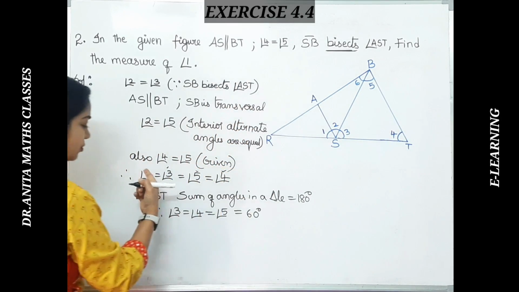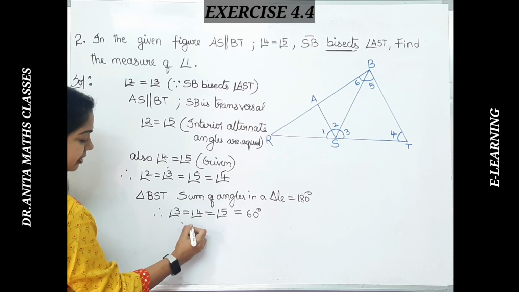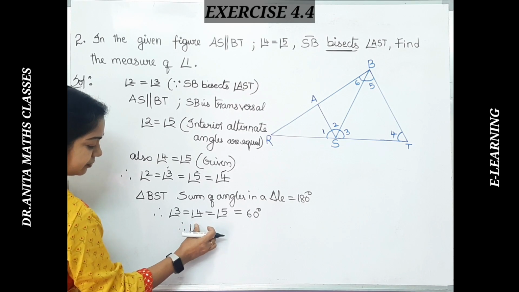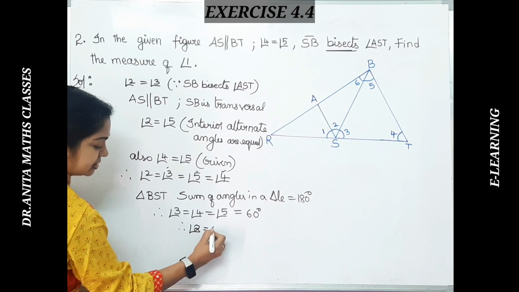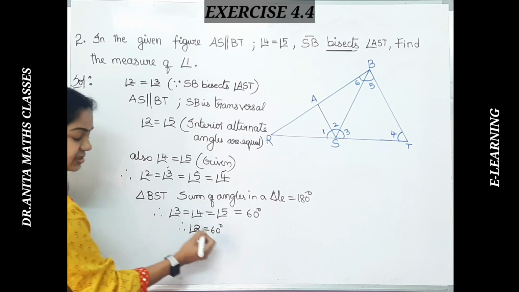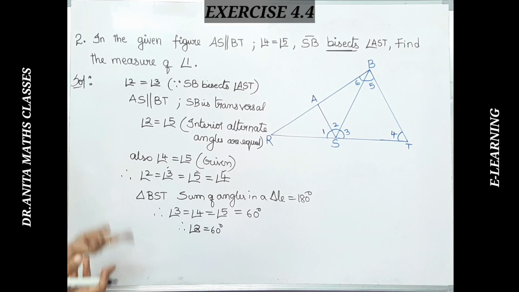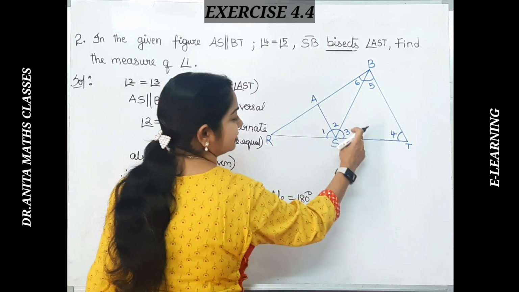And we also note angle 2. Therefore angle 2 is equal to 60. Why? Because angle 3 is 60. So angle 2 is equal to 3 is equal to 4 equal to 5. So angle 2 is 60. Now we got 2 and 3 as 60, 60.